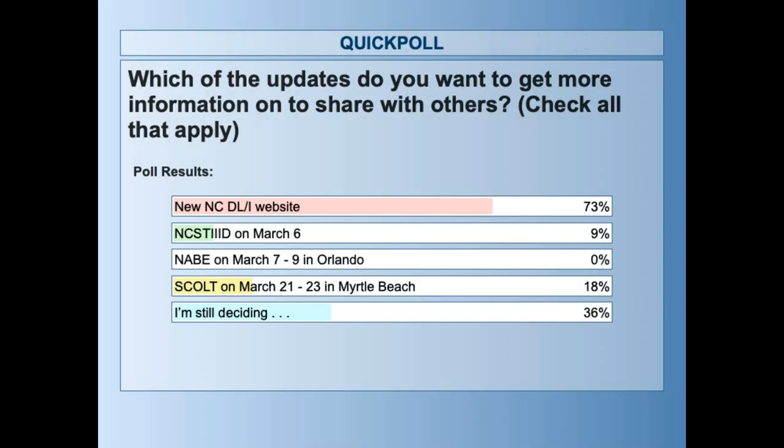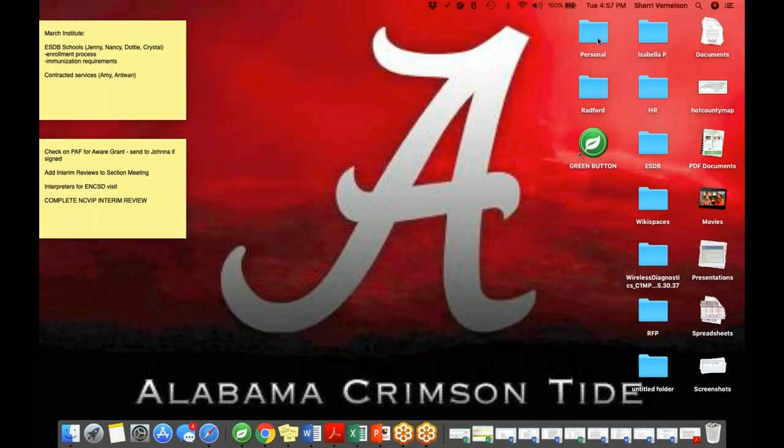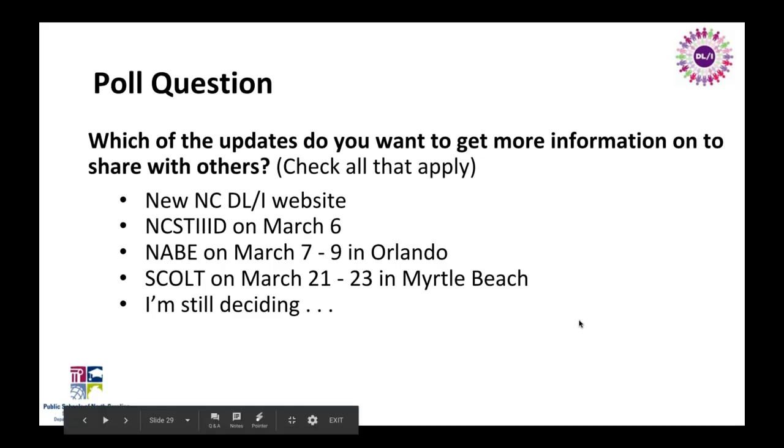All right. So about 73% of you would like to get more information on the website to share with others. And a few of you want more information on the NCSTIID, sorry, I don't know the full name of that, on March 6th. And about 18% on SCOLT. And 36% of you are still deciding what you would like to get more information about. So thank you so much for participating in that poll.